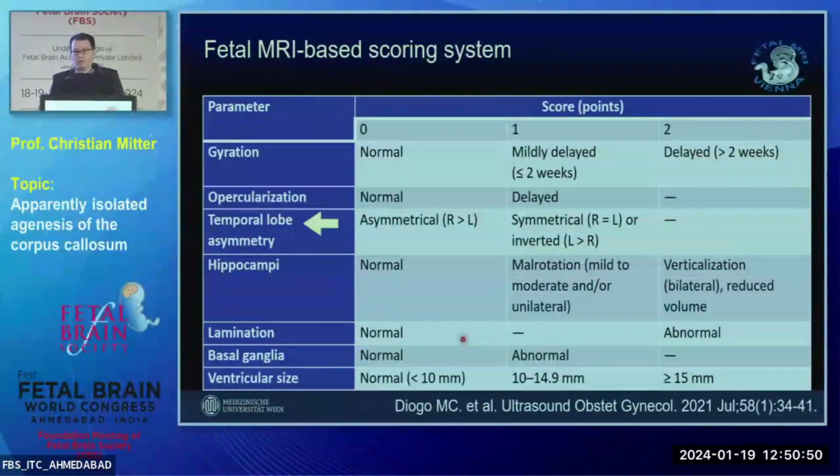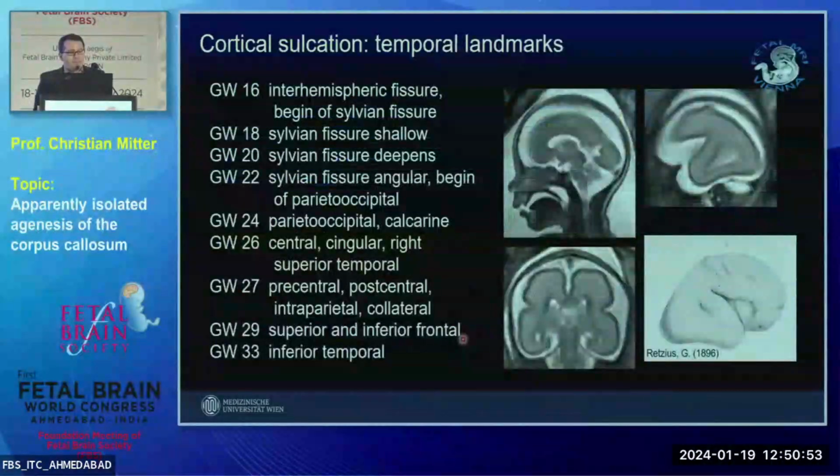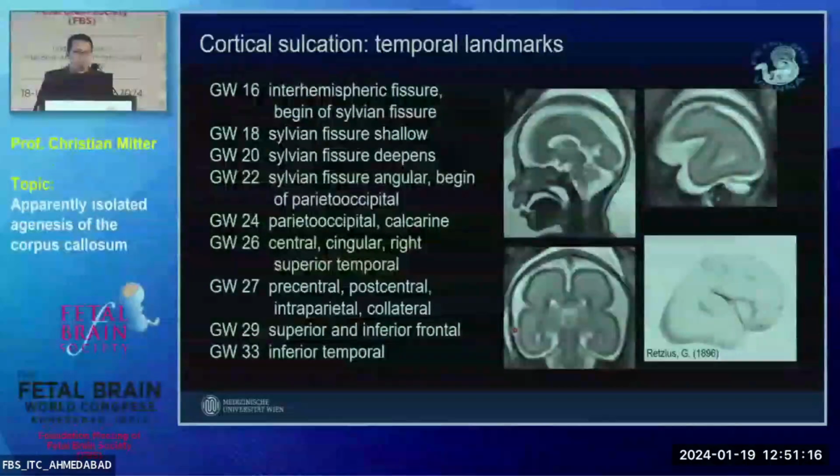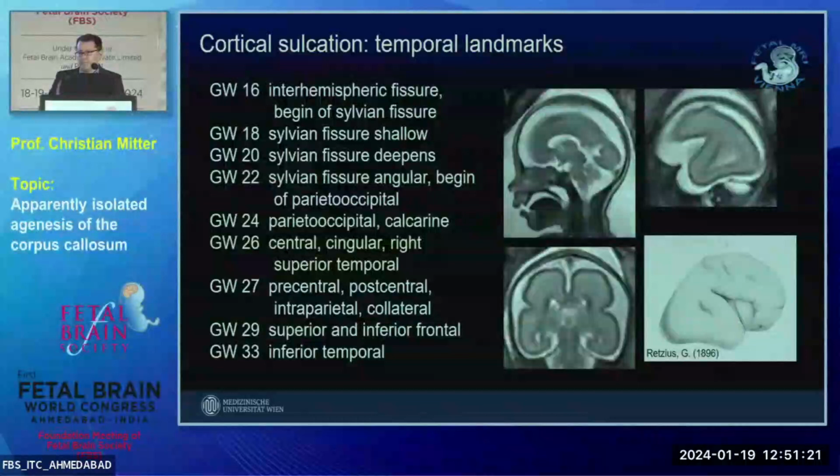Next would be temporal lobe asymmetry. The interesting thing about the fetal brain is that it is not a symmetric organ, but an asymmetric organ. This is most pronounced in the shape of the temporal lobe and the depth of the superior temporal sulcus. The superior temporal sulcus appears earlier on the right side and only 1 to 2 weeks later on the left side. And if you look at the shape of the temporal lobe in the coronal plane, you also notice that it is asymmetric. On the right, there is a rather angular shape, whereas on the left, there is a more rounded shape.